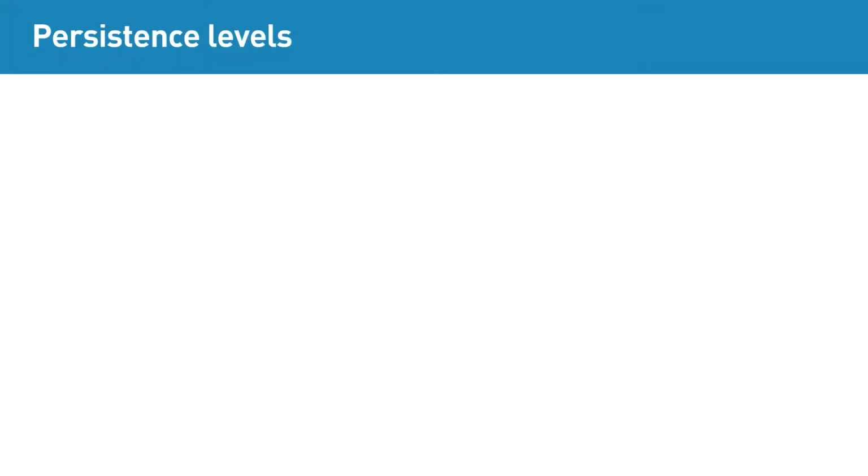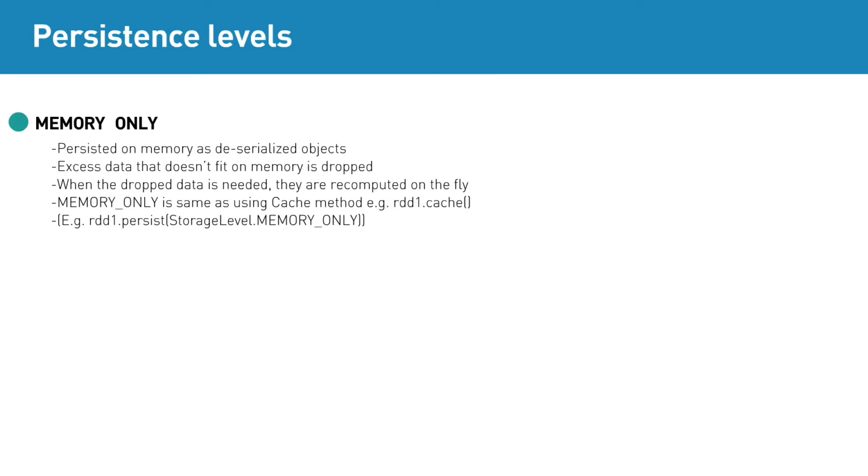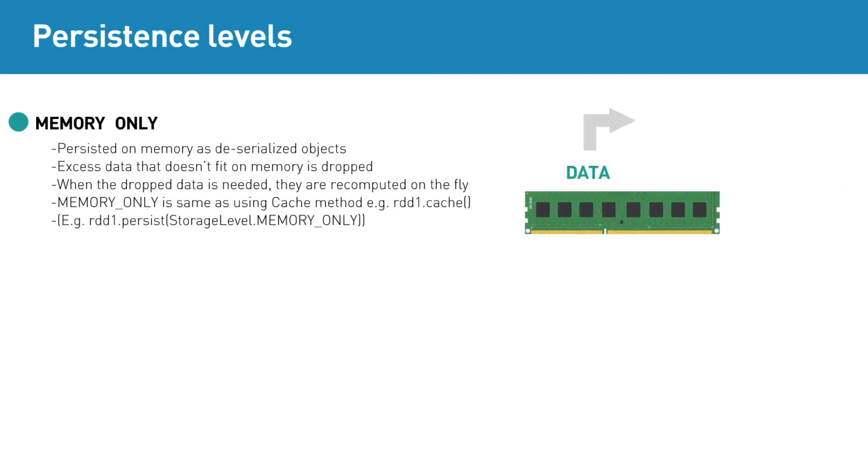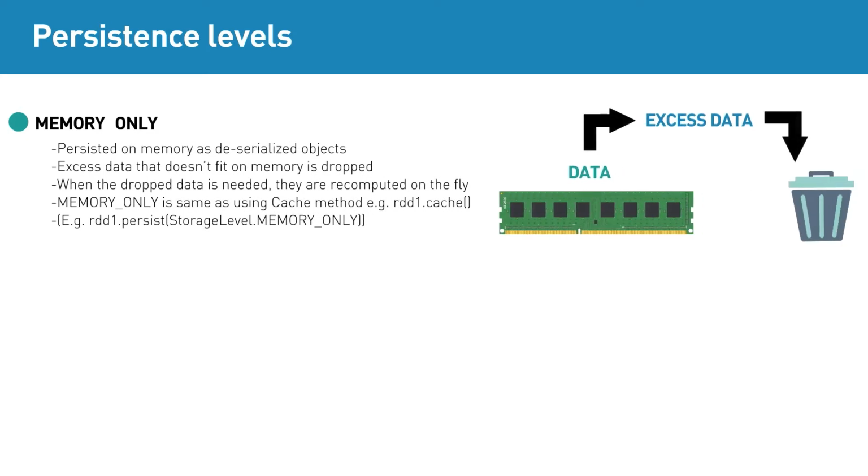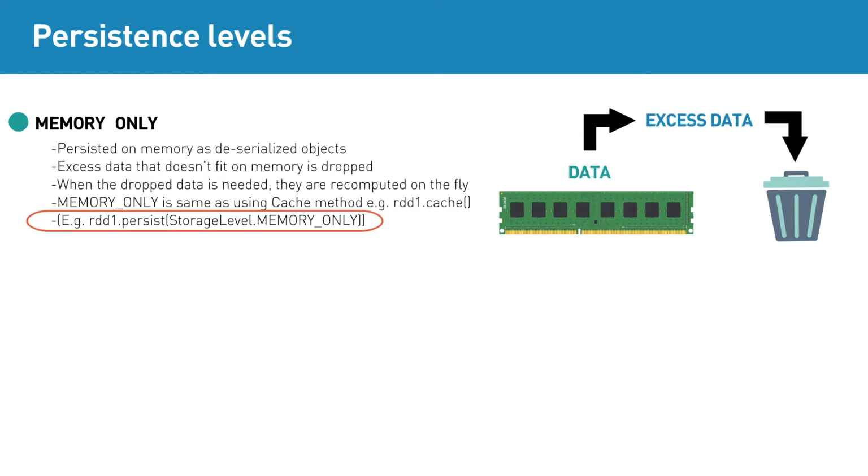Persistence levels. An RDD can be persisted on several levels. 1. Memory only. It can be persisted in memory as deserialized objects. When the entire RDD doesn't fit in the memory, the remaining dataset is recomputed on the fly. This is like using the cache method to persist the RDD. In other words, rdd.cache is the same as rdd.persist(StorageLevel.MEMORY_ONLY).